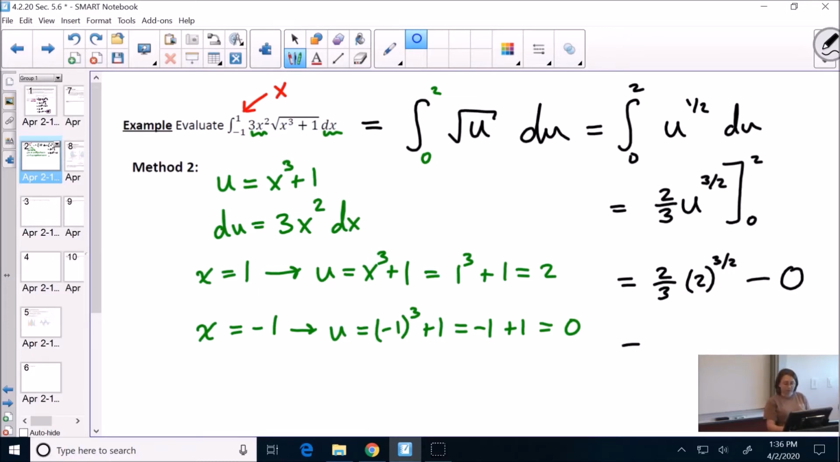You're going to simplify this once. Do it again, we'll still get the same thing. 4 square root of 2 over 3. So there are two techniques here in order to do definite integrals involving a u sub. It's your choice. You can stick with x's all the way through, or you can switch to u and change everything to u, including your limits of integration.